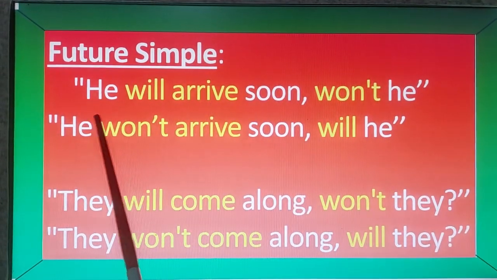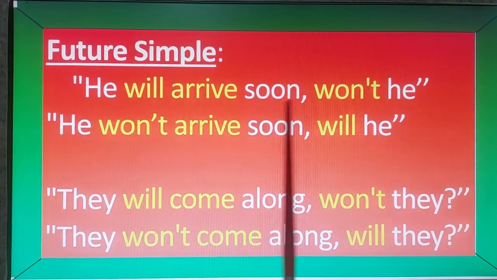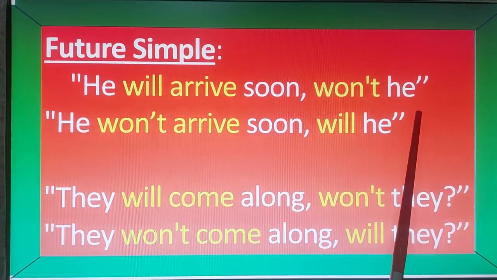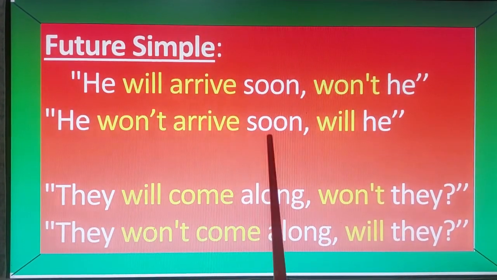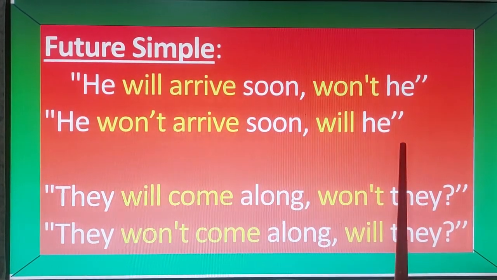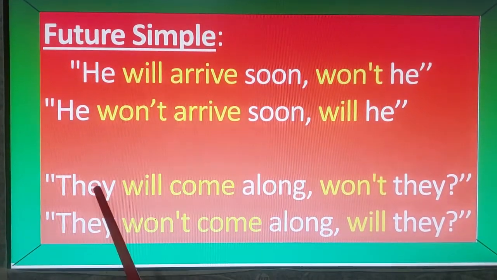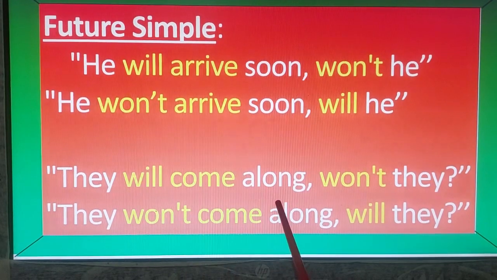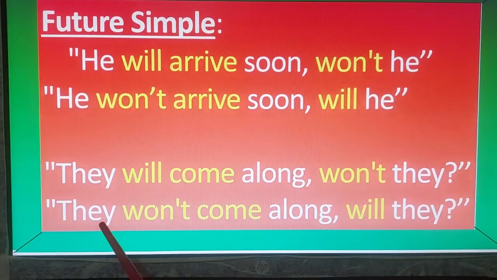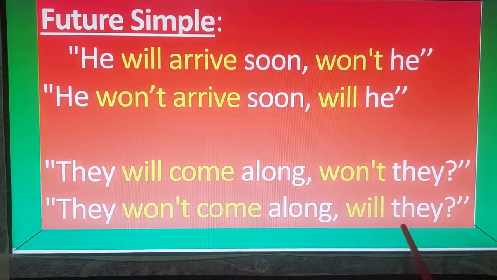Future simple, he will arrive soon, won't he? He won't arrive soon, will he? They will come along, won't they? They won't come along, will they?